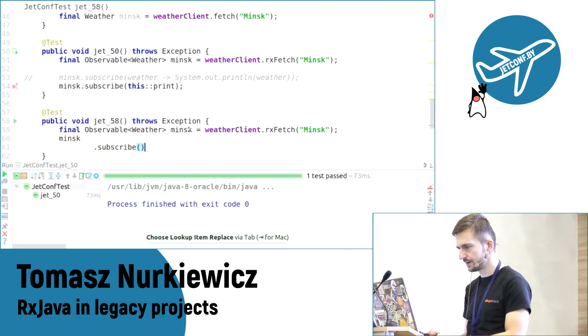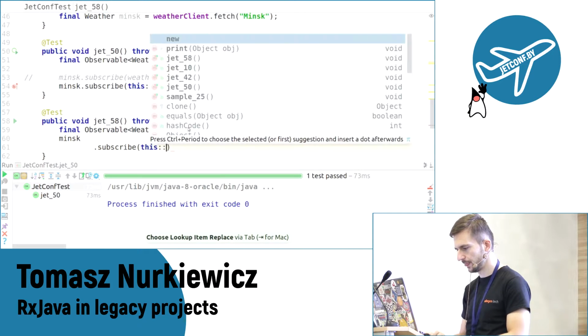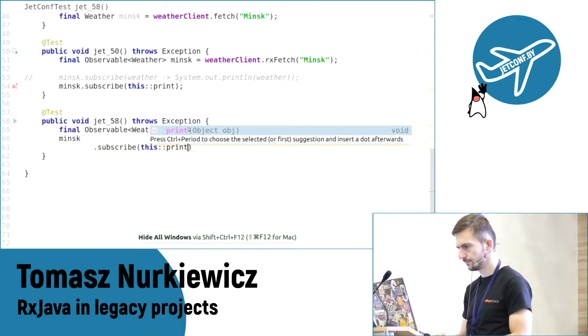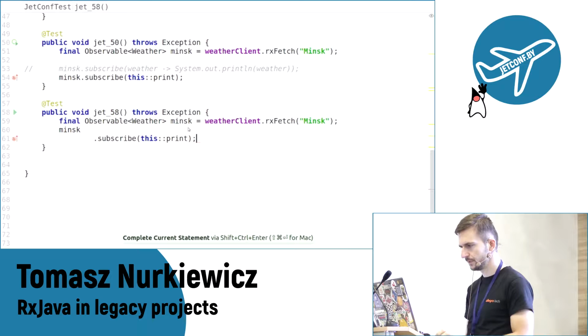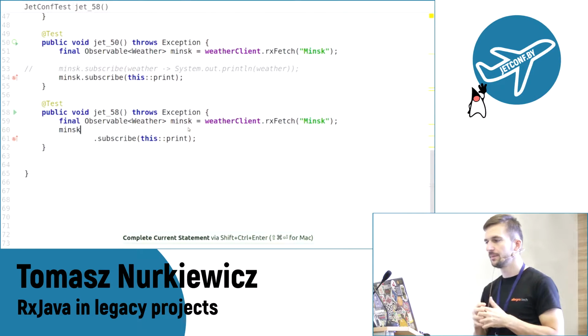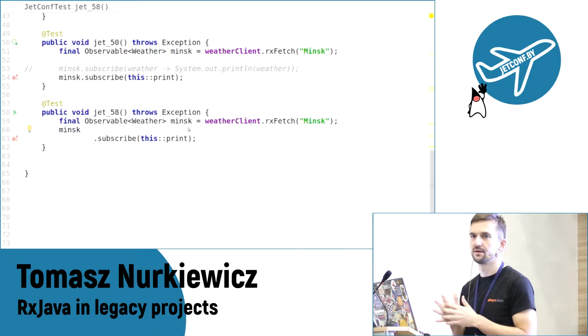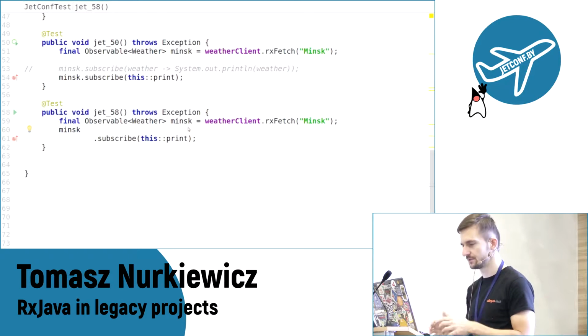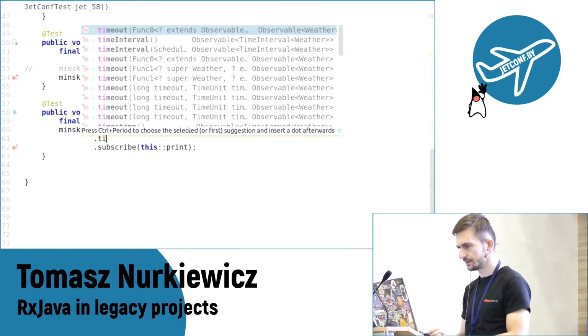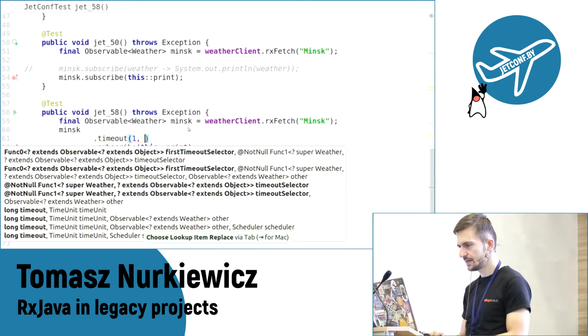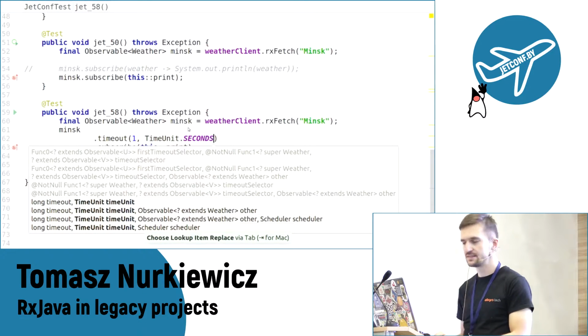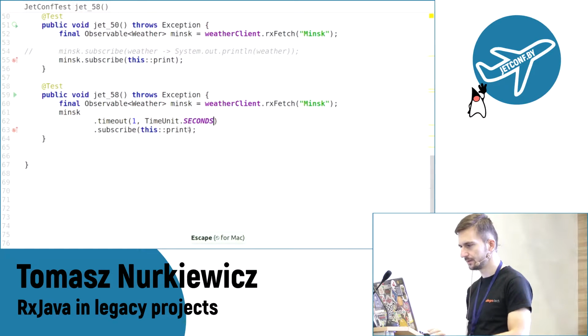So remember we were subscribing. Let's start from this. All right, here's the code. And now I want to make sure that I would get a result within 1 second. So I don't want to wait more than 1 second for weather. If I wait more, then I should get an exception or something. So what happens in RxJava is that I simply apply timeout of 1 second. And that's about it.